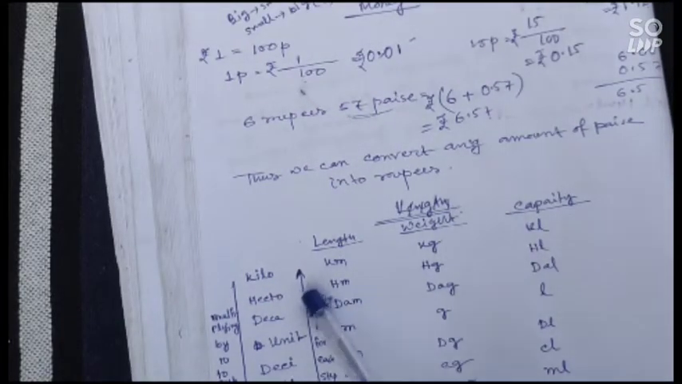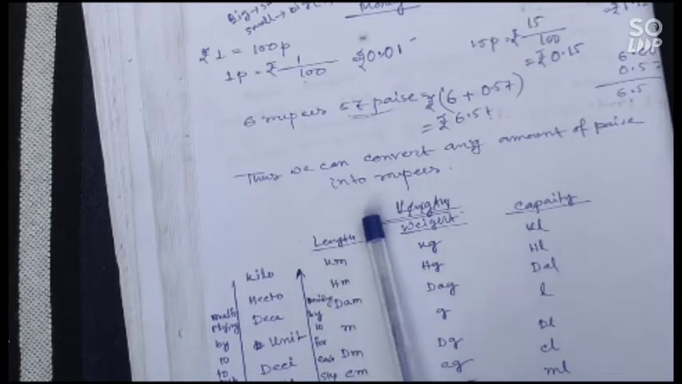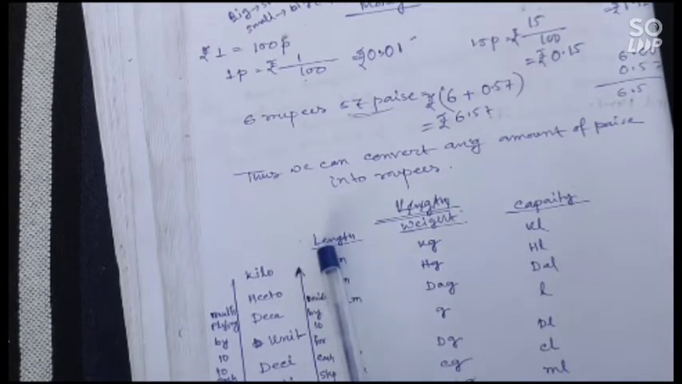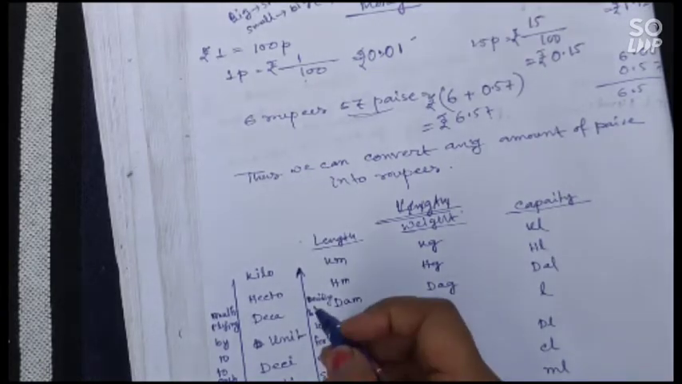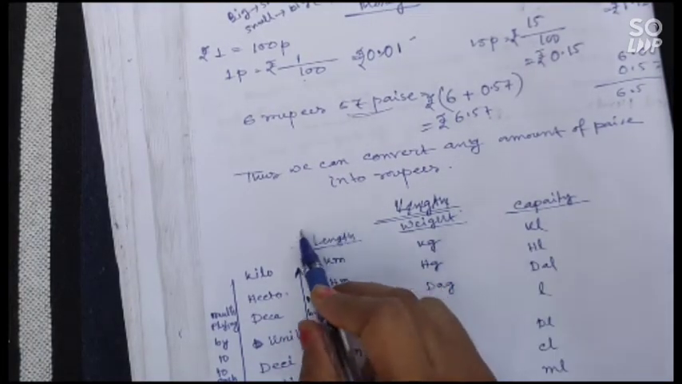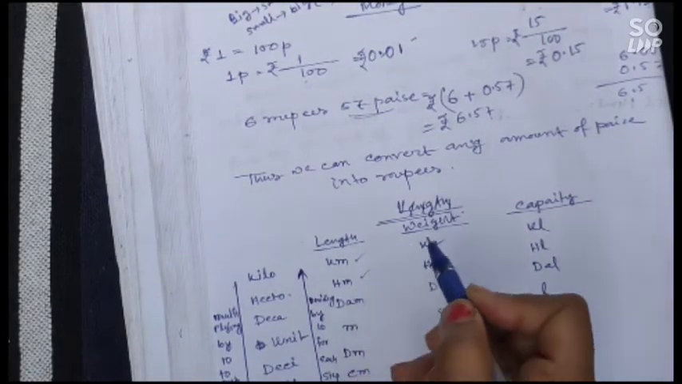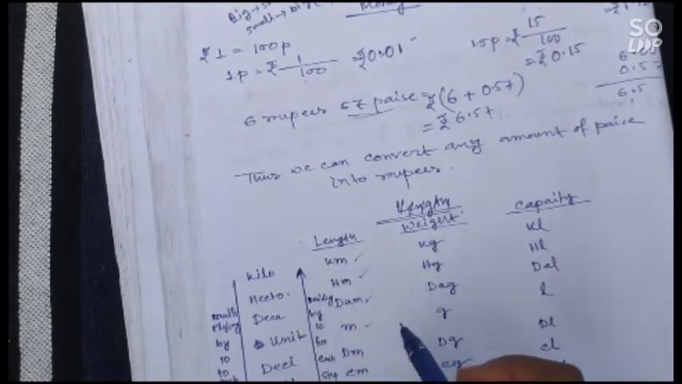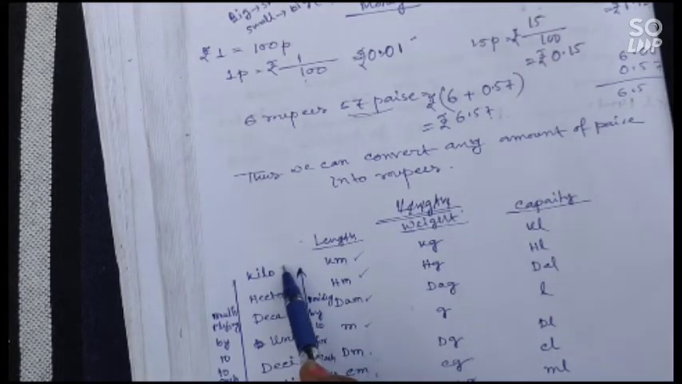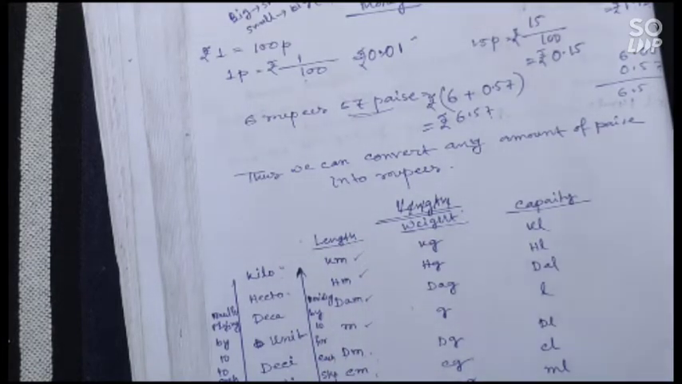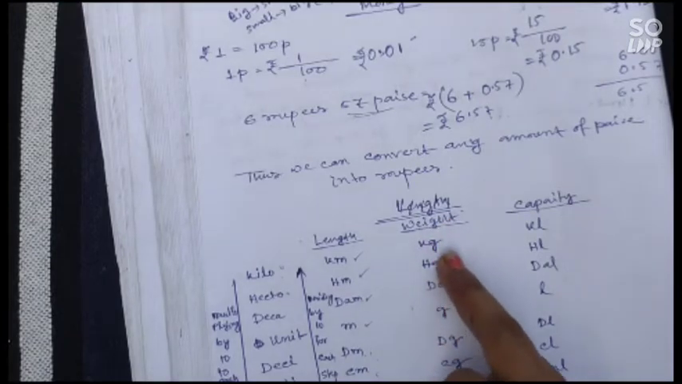Now when length comes, the relation among the metric units will be: here comes meter. So the units of length: kilometer, hectometer, decameter, meter. This is the short form, okay? Meter, decimeter. The short form of decimeter is dm, then centimeter, millimeter. In these metric units there will be meter for the unit of length, and the units of weight are kilogram, hectogram.